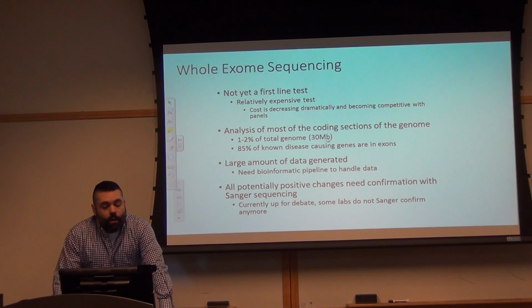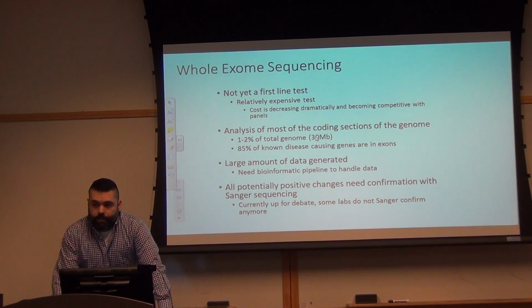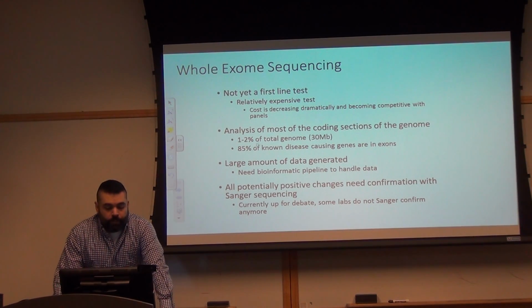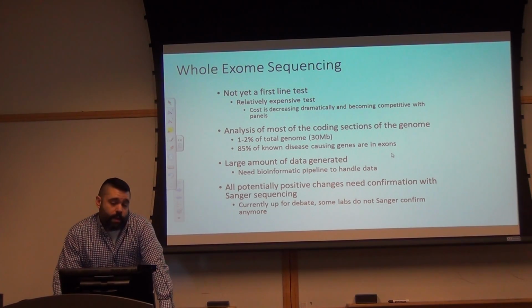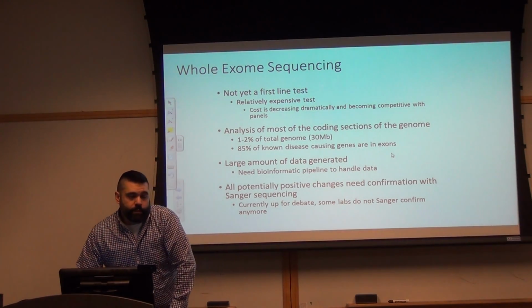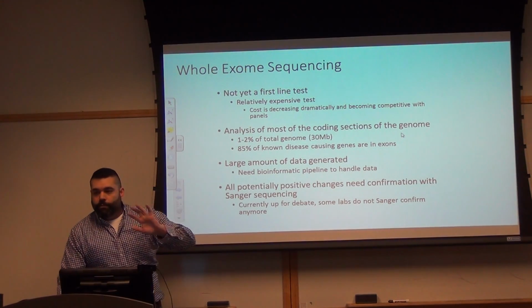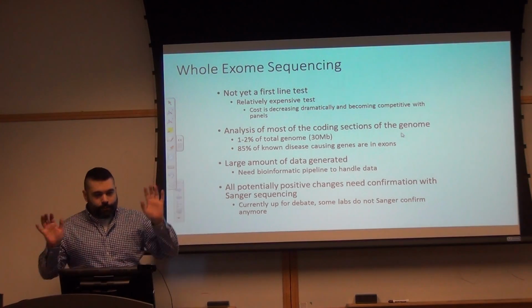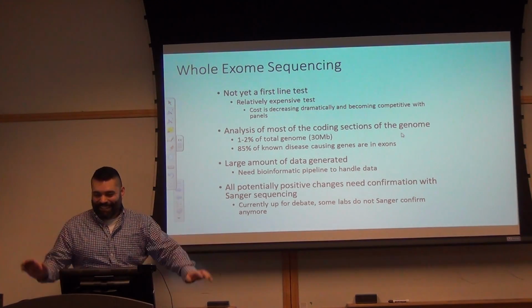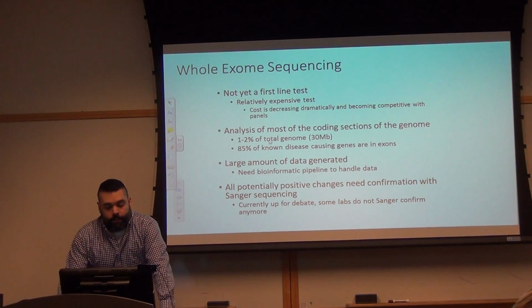The coding section of the exome is 1 to 2% of the total genome. It's 30 megabases. So that's why we can sequence it so easily. But 85% of the known disease-causing genes are located in the exons. So that's why we don't do genome sequencing in the clinic yet. You guys in the research lab, please, do whole genome. Let's figure out what's going on. But we can't do it. We just can't do it.